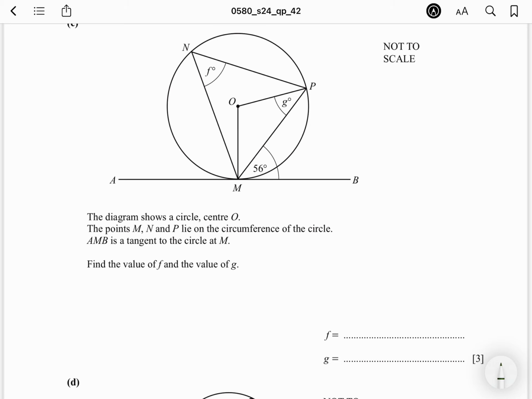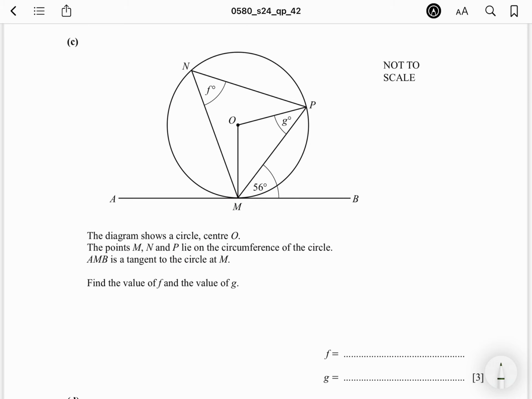The diagram shows a circle center O. The points M and P lie on the circumference of the circle. AB is a tangent to the circle at M. Find the value of F and the value of G. Where is G? G is on the diameter, not diameter. G is on the radius. Ada kaitan tapi not accurate.